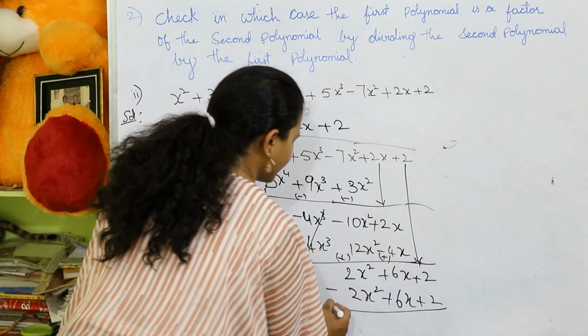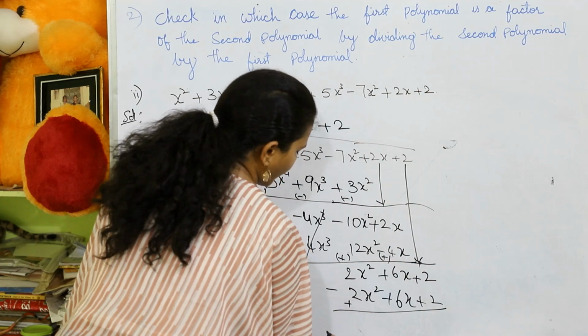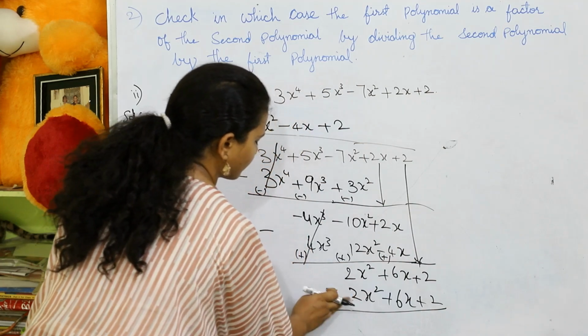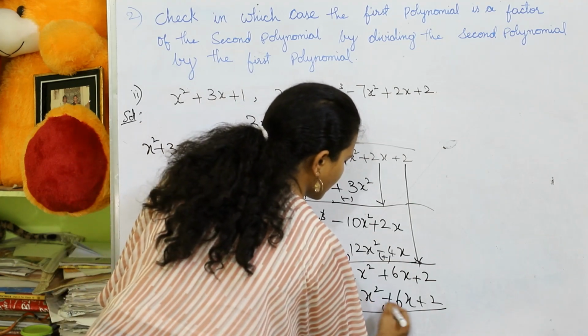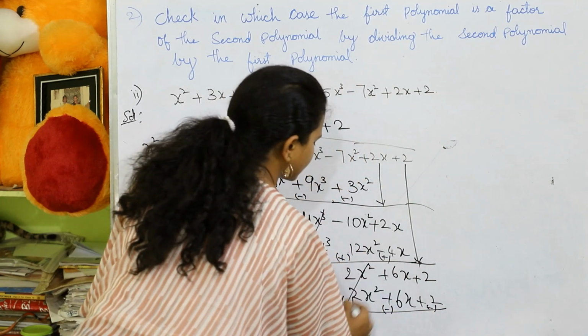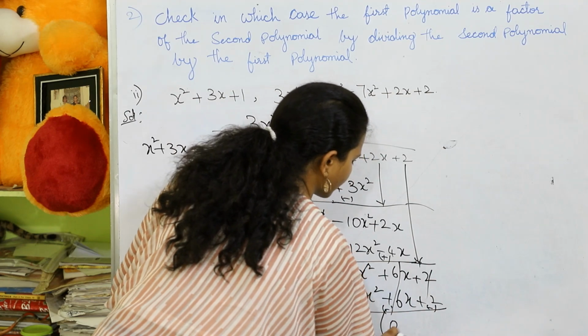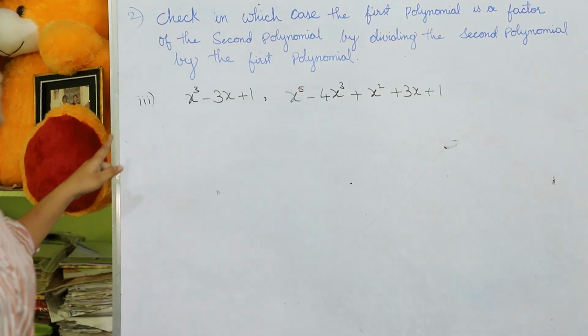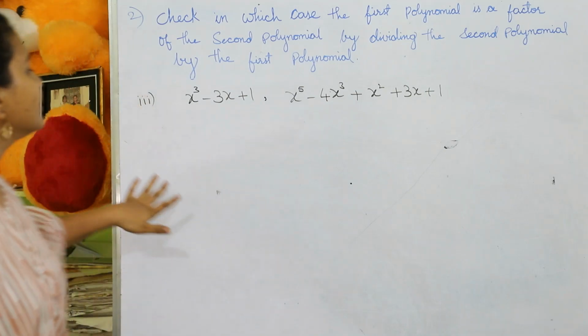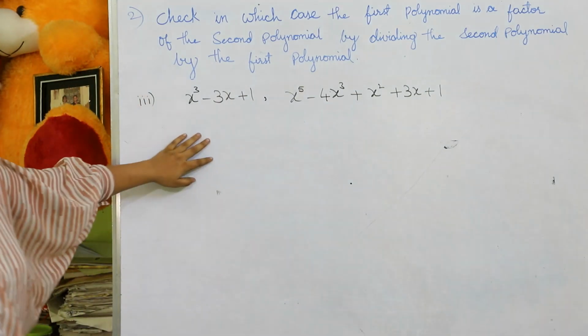Here you have minus sign, again this becomes plus, right? Here you have plus sign, minus into plus is minus, minus into plus is minus, and this gets cancelled, and we will be getting the remainder as 0. Okay, 0 will be the remainder, guys. Clear?